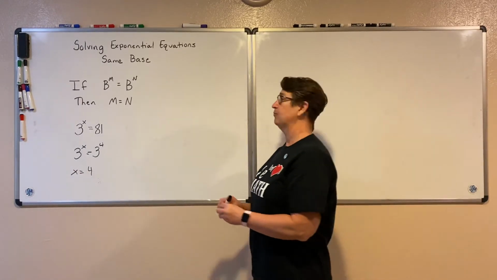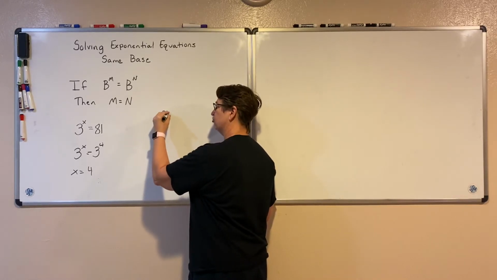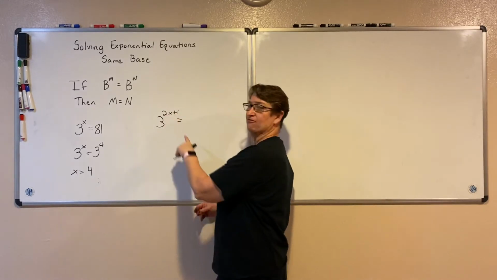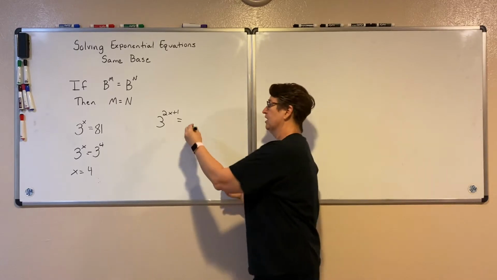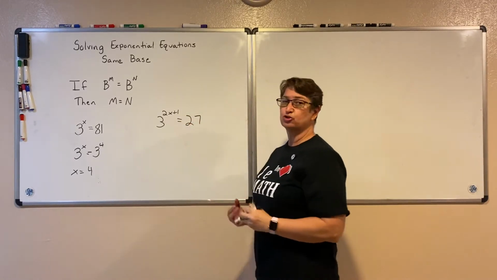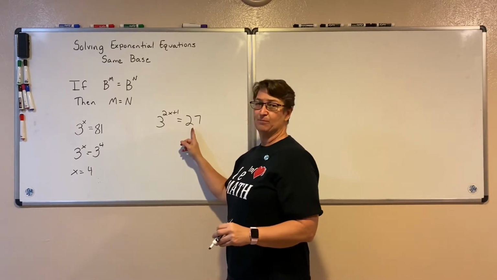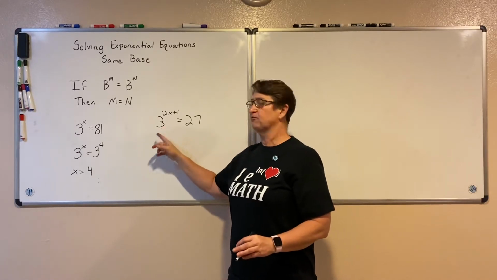Here's another example of an exponential equation. I have 3 raised to the 2x plus 1. Again, notice that the variable I'm solving for is in that exponential position. This time it equals 27. My first strategy, the first thing I'm going to look for, is to see, can I set my bases equal? Can I rewrite this 27 with a base of 3?